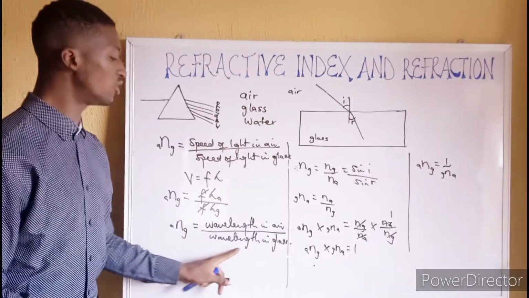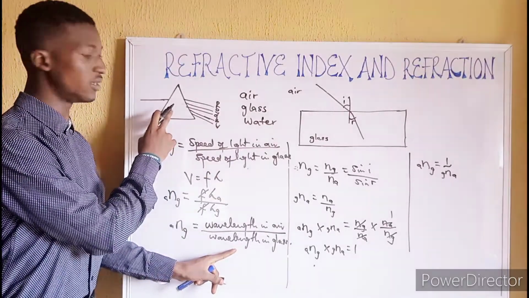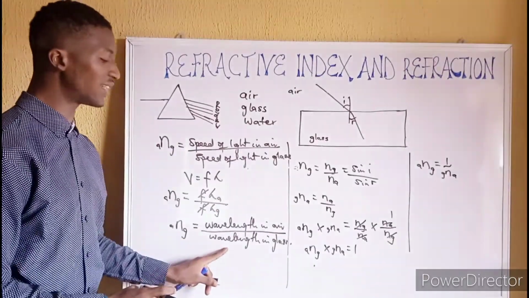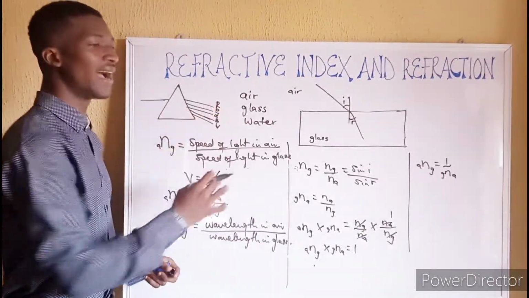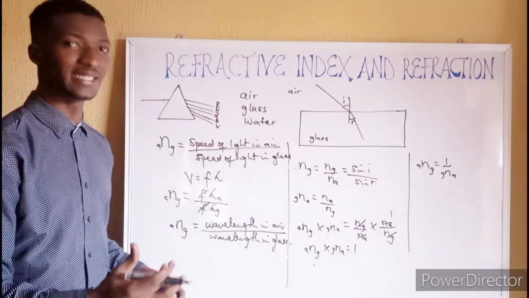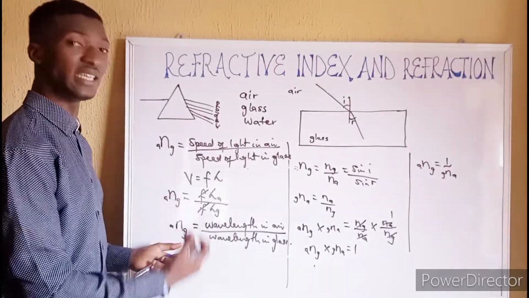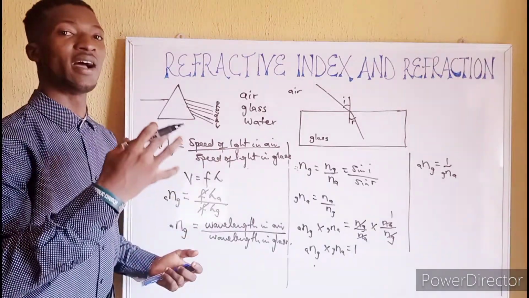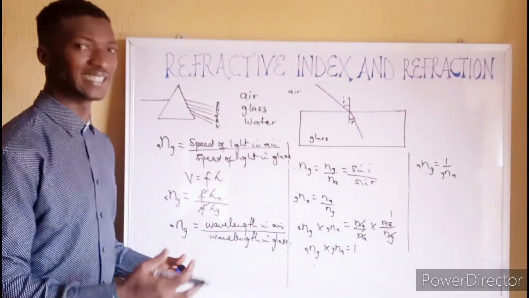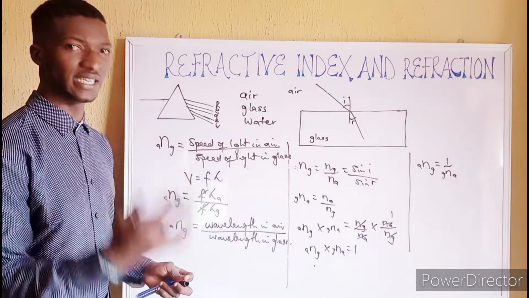In this case we are considering the glass prism. The refractive index is inversely proportional to the wavelength, meaning that red will have the highest wavelength and the least refractive index, and violet will have the least wavelength and the highest refractive index.